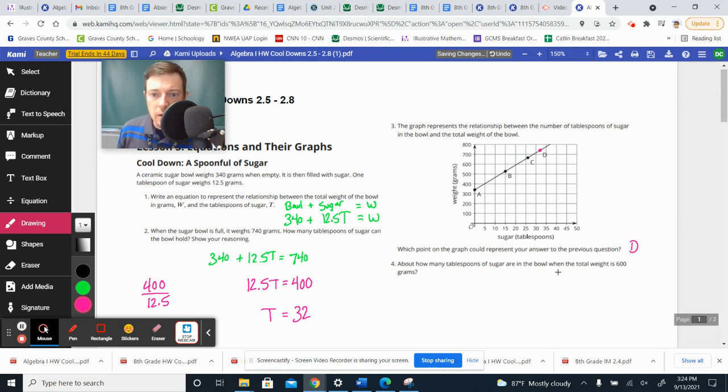And then about how many tablespoons of sugar are in the bowl when the weight is 600? So we go to 600, we come over, and the line can kind of give us an estimation. It looks right about here, a little bit past 20. I would say a bit over 20 tablespoons.